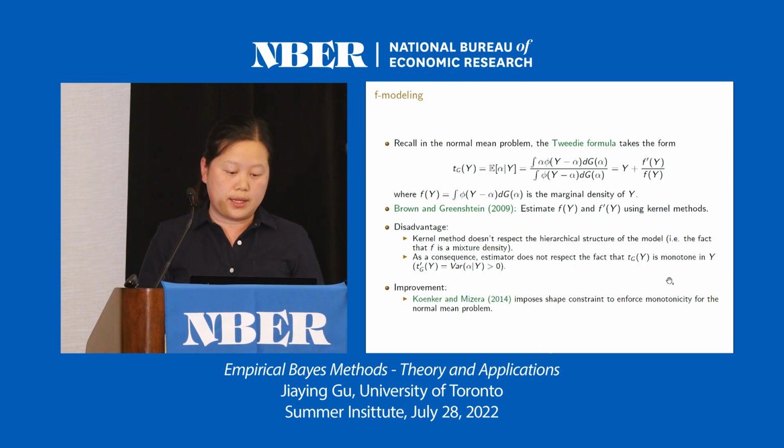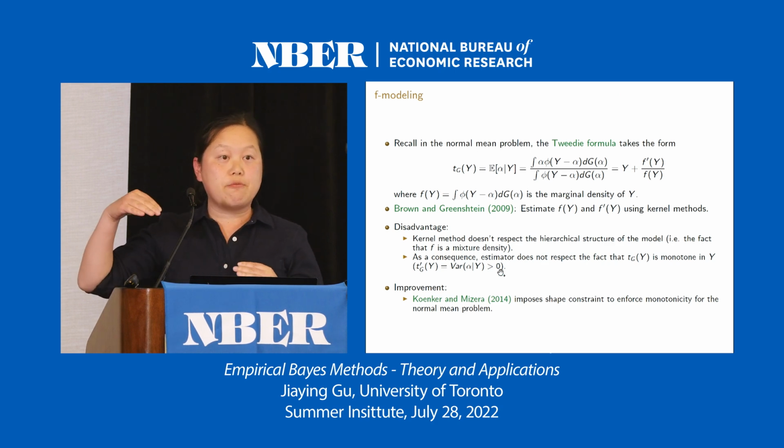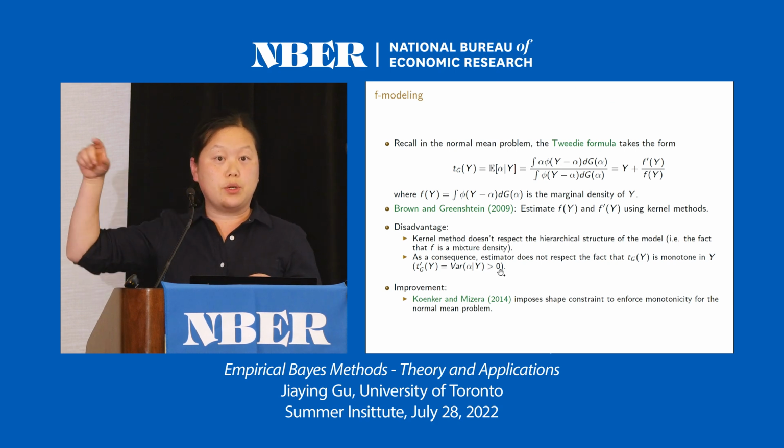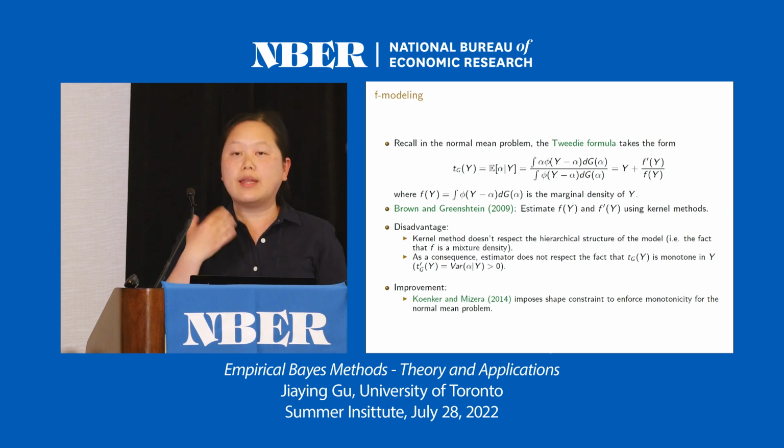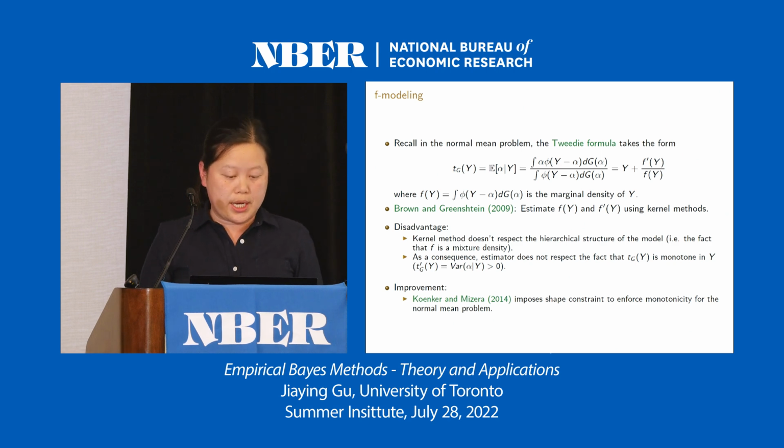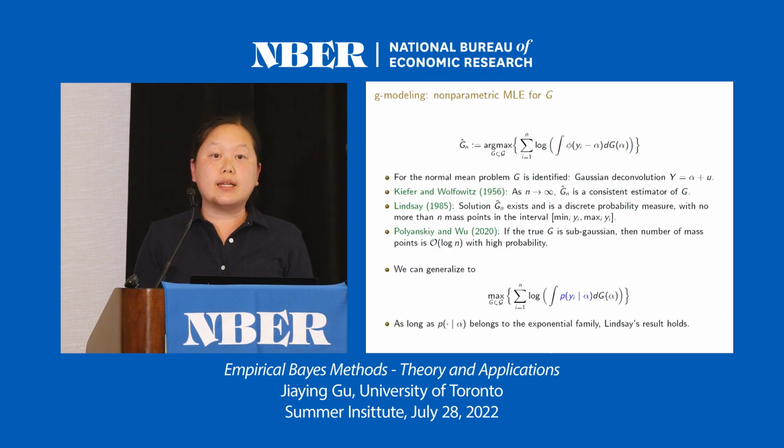It's easy to show that the first derivative of the posterior mean has to be strictly positive. So using the F method, you're not going to have that built-in monotonicity. A natural improvement, suggested in Koenker and Mizera, is to impose shape constraints to enforce this monotonicity. However, if we have G modeling, which will automatically respect all these features, why don't we use that, right?